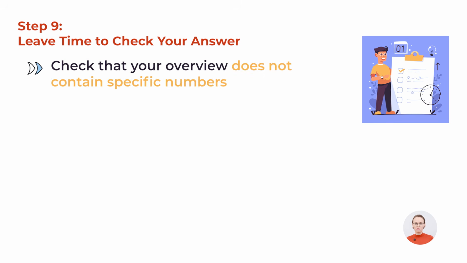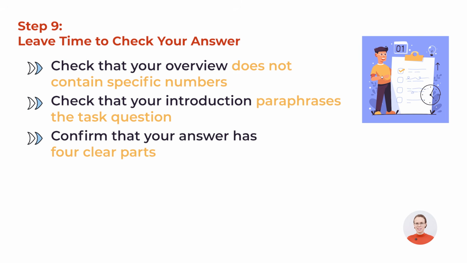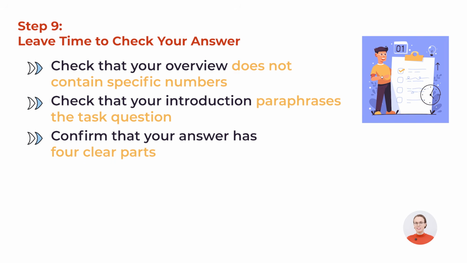Also, check that your overview does not contain specific numbers. It should describe general trends only. If you've written figures in your overview, move them to the body paragraphs where they belong. Additionally, check that your introduction paraphrases the task question, rather than copying it word for word. Finally, confirm that your answer has 4 clear parts. It should feature an introduction, overview, body 1 and body 2. If any part is missing or very short, it could mean you have not addressed the task fully. This can heavily affect your task achievement score.